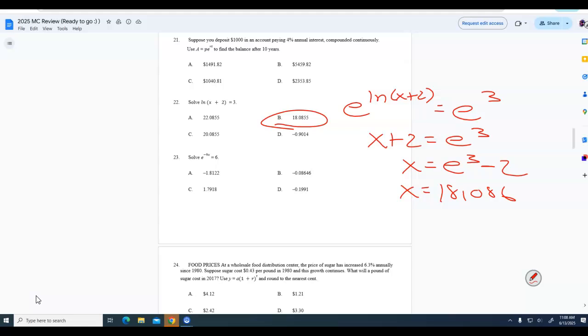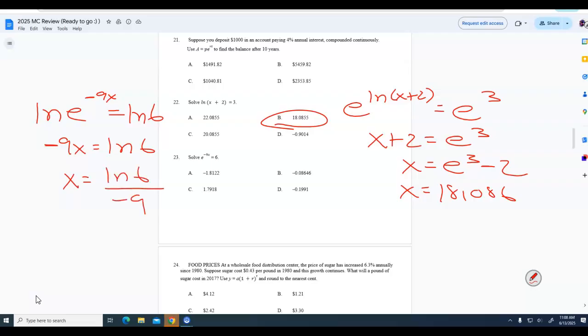When you have the e, we take the natural log of both sides. e to the negative 9x, natural log of 6. The natural log of e goes away and you're just left with the exponent. So it's the natural log of 6 divided by 9. Well, the natural log of 6 can't be negative, but when you divide by negative 9, it certainly converts your answer to a negative, and we get negative 0.1991. There's your answer.